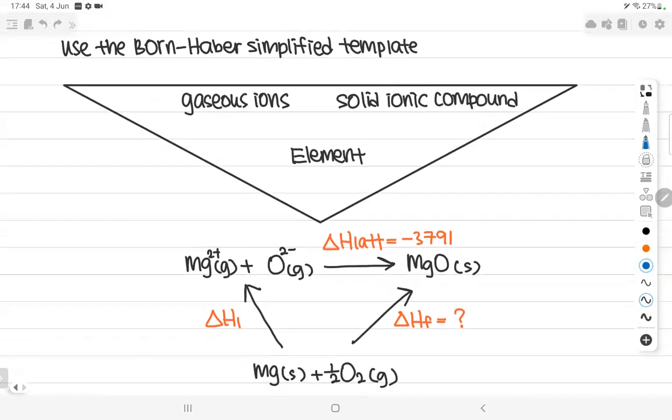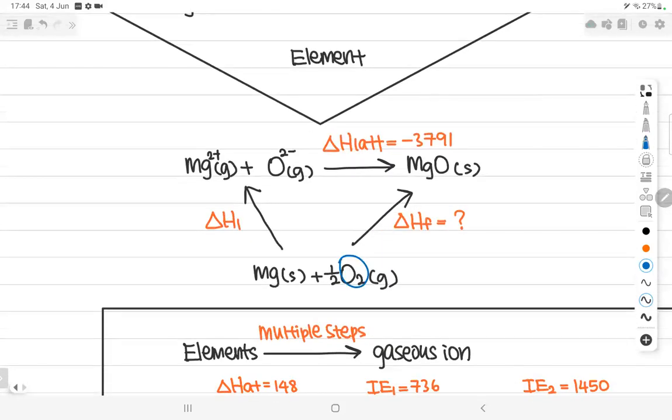What is the most natural form of O? Oxygen never appears as O2 minus naturally. Naturally, oxygen exists as oxygen gas, O2. So this is a gas. Not to forget, you need to balance the equation. One magnesium on the left, one magnesium on the right, one magnesium at the bottom.